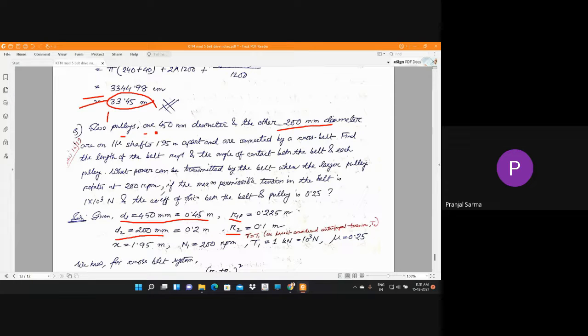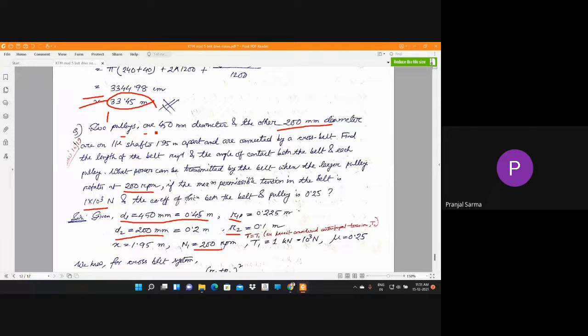You need to find the length of the belt required and the angle of contact between the belt and each pulley. Also, what power can be transmitted by the belt when the larger pulley is rotating at 200 rpm? This N1 is given, 200 rpm. The maximum permissible tension in the belt is 1 into 10 to the power 3 Newton, that is 1 kilonewton. So T1 is given, and the coefficient of friction mu is given as 0.25.